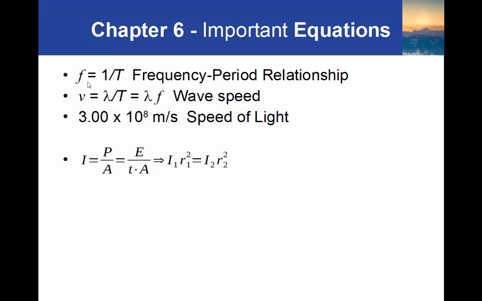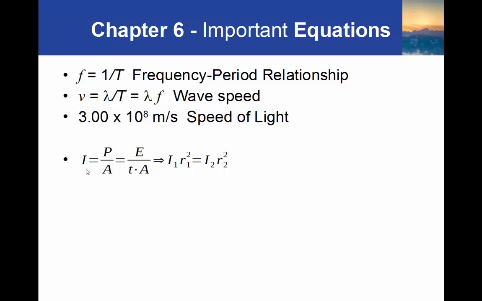So the first equation is the frequency period relationship. The second one relates wave speed to wavelength and period, or also to wavelength and frequency. The third one gives the speed of light in vacuum. This is an approximation to 3 significant figures. The fourth one is maybe the scariest looking of the equations that we have here.